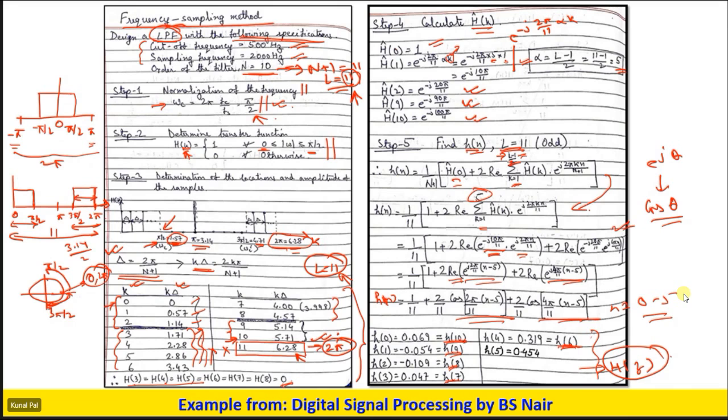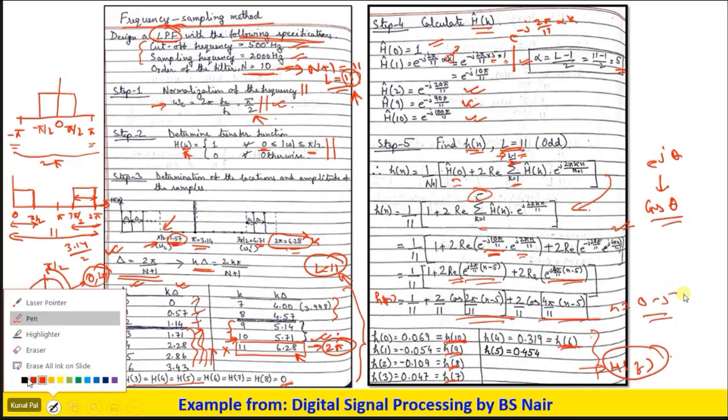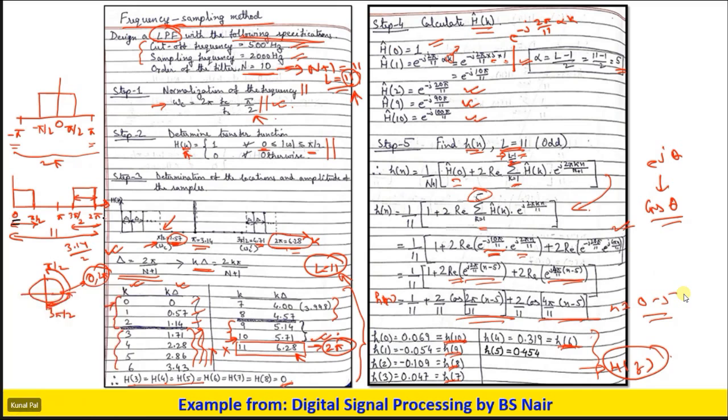Sir, can you repeat step 3? How did you choose to pick only the values of 0, 1, 2 and 9, 10? See, in the x-axis, what are the values? 0 to 2 pi, right? Then our cutoff frequency is pi by 2. So we have taken pi by 2, then 3 pi by 2 to 2 pi.